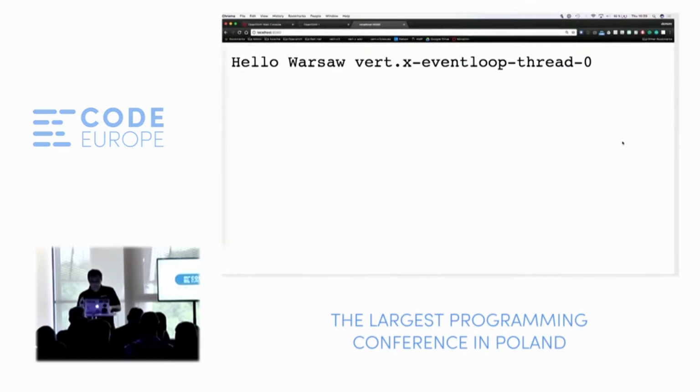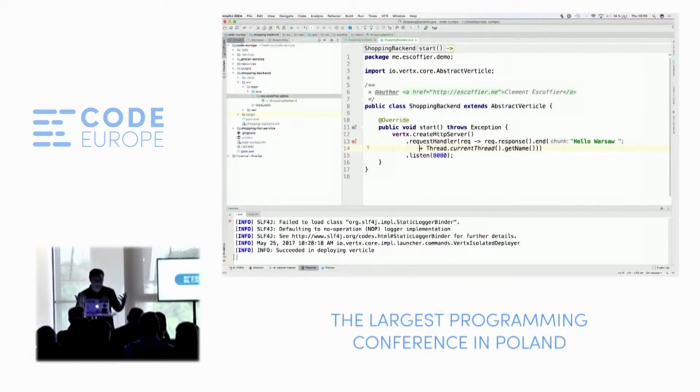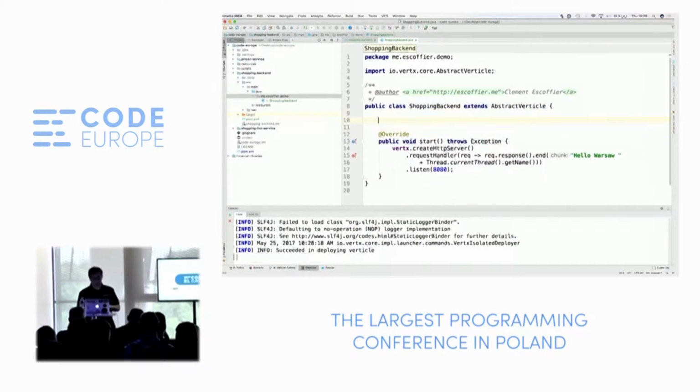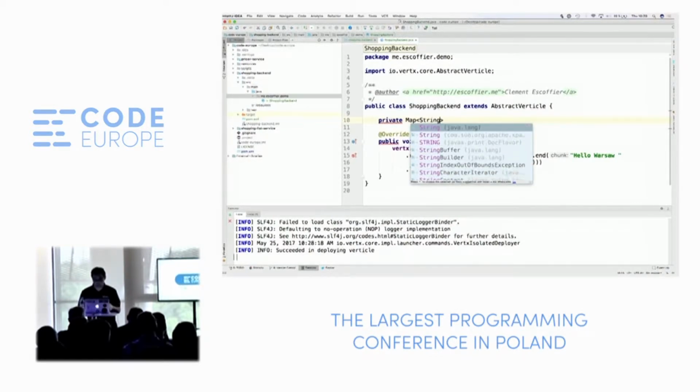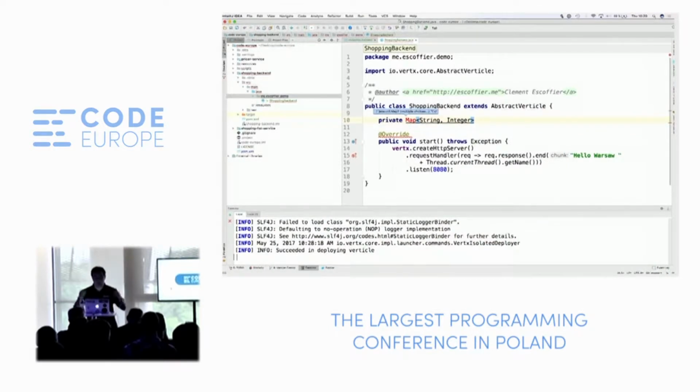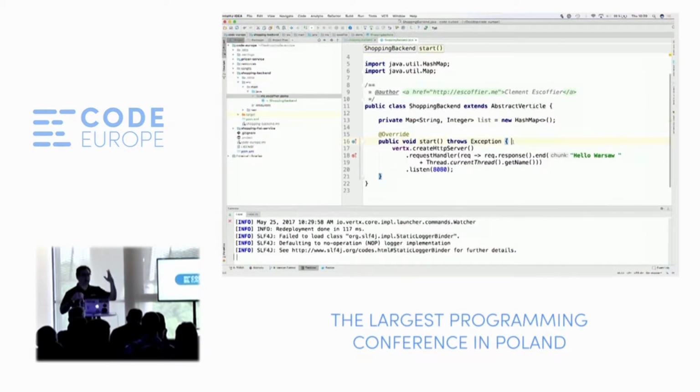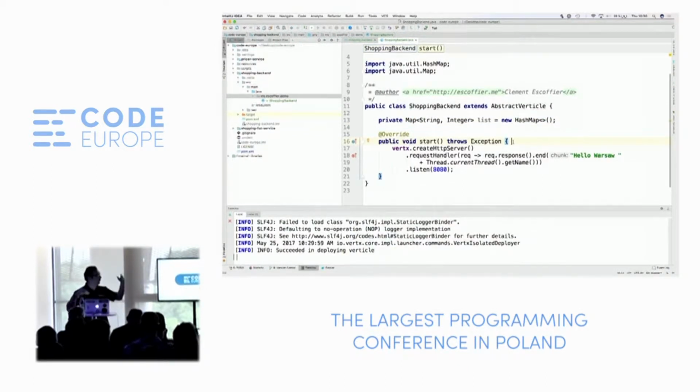So what I wanted to do today is to develop my shopping list system. For this, I'm going to use a very simple model, which will be a map. The key is going to be my product name, and the integer is going to be the quantity. A HashMap should be fine, yeah. There it is. And I want a kind of REST-ish or RESTful API. So if I do /shopping, I want the list. If I do a post on it, I want to add something and stuff like that.